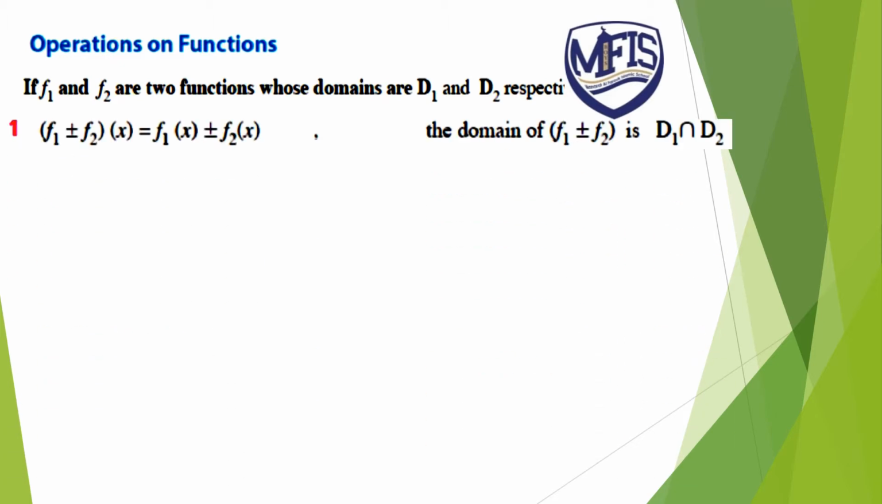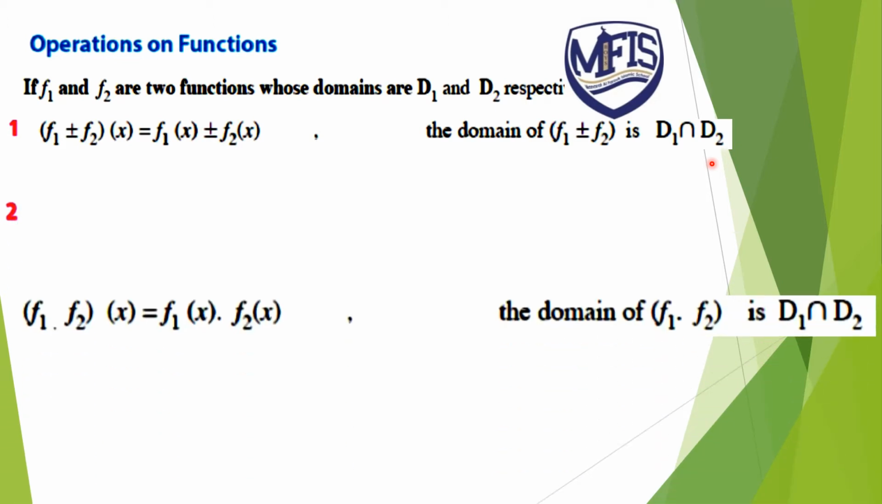Number 1: f1 plus or minus f2 of x equals f1 of x plus or minus f2 of x. The domain of this operation is d1 intersection d2. That means we have an intersection between two domains, and we get another domain, a new domain.